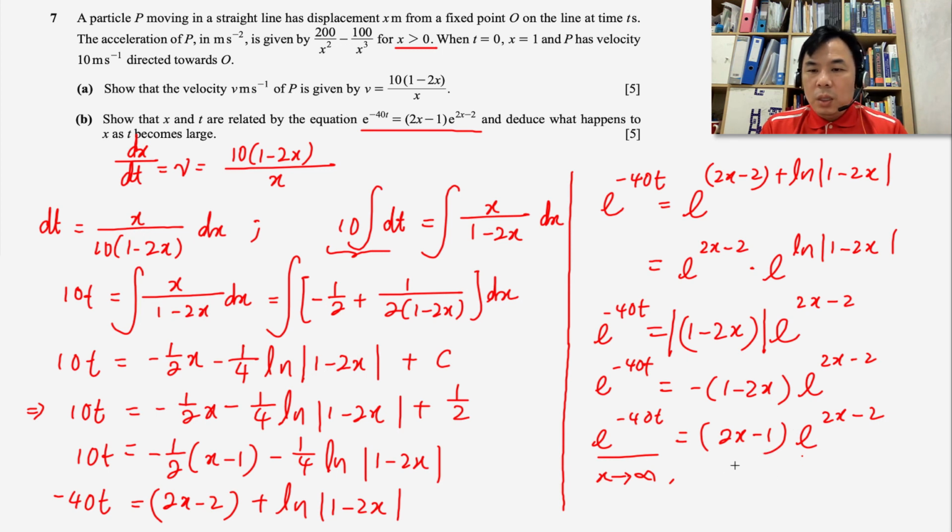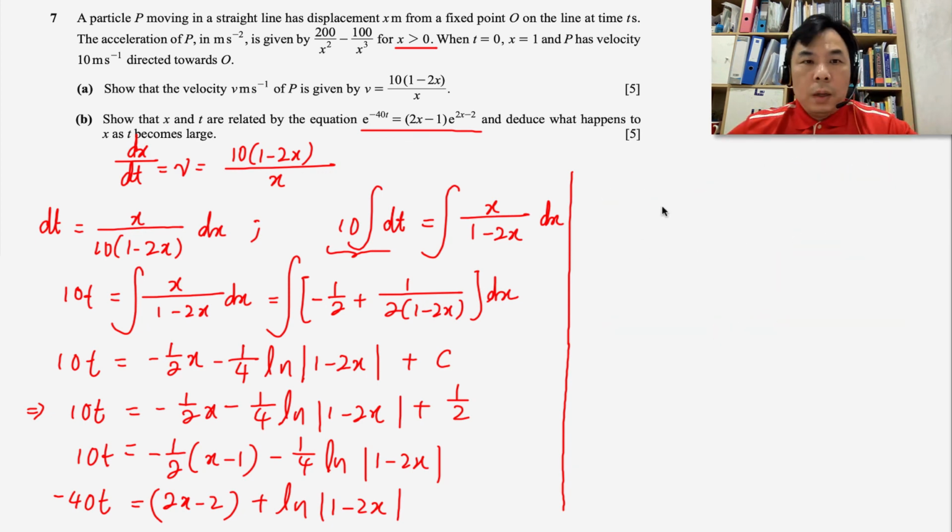So the only solutions that we can have at this point would be, okay, I'm going to pause for a while. I'm going to recharge my pen for a while. Let me rewrite the last solutions one more time. Okay, I'll try to clean this up so that it's more presentable. We know that from here, negative 40t is equal to 2x minus 1 exponential 2x minus 2.